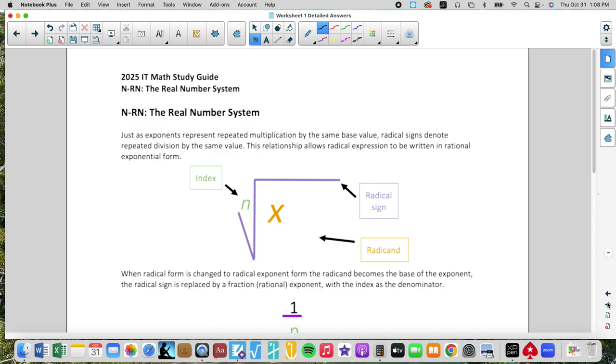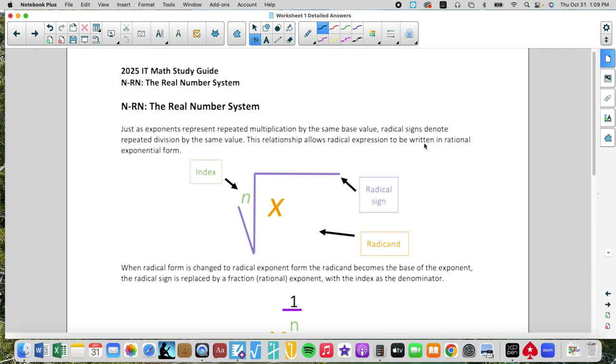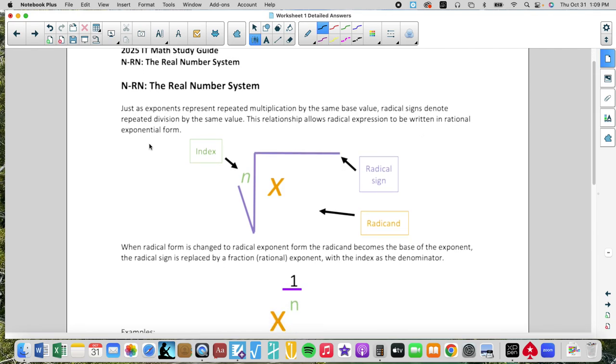Sorry about that. All right, so that is worksheet number 1. Let's look at some of the key things in here. This is the content portion, and it says the real number, just as exponents represent repeated multiplication by the same base value, radical signs denote repeated divisions by the same value. So this is called the index. I call it the root, but it's the index. This is called the radical sign, and this is called the radicand.